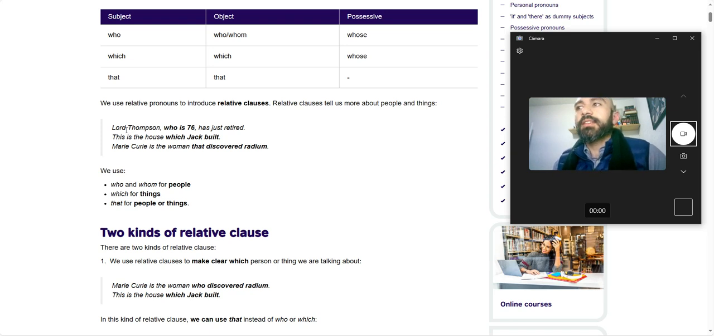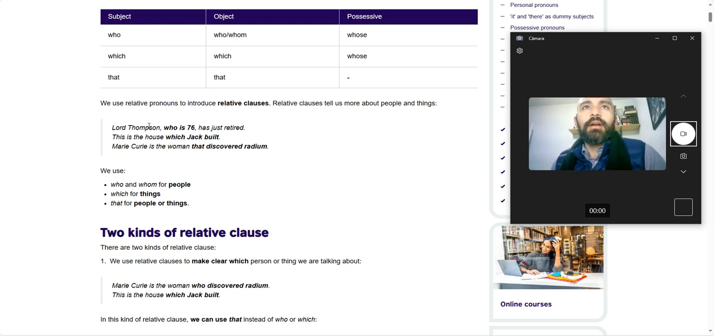So we have the first example, which is Lord Thompson, who is 76, has just retired. Okay, so we could have the sentence like Lord Thompson has just retired, right? But we kind of need this information, which is who is 76, because it really gives more information about the person and makes it relevant because he's retiring. So we are guessing at which age he retired. So it's relevant and it's something else that the person who is saying this sentence is giving us.